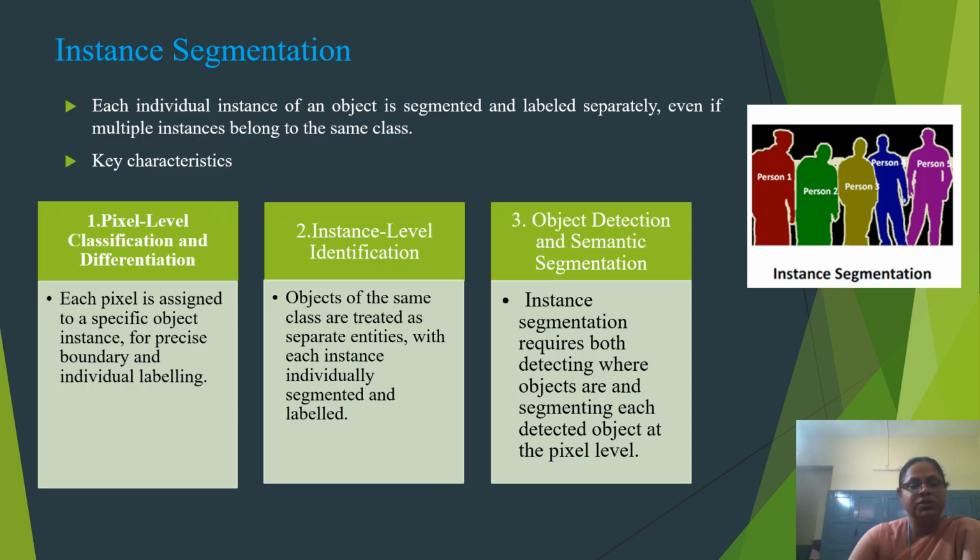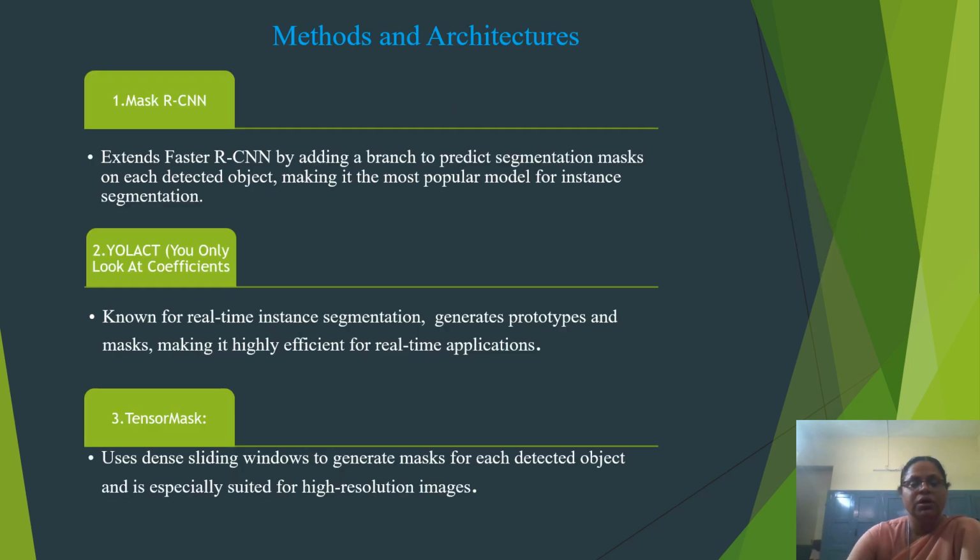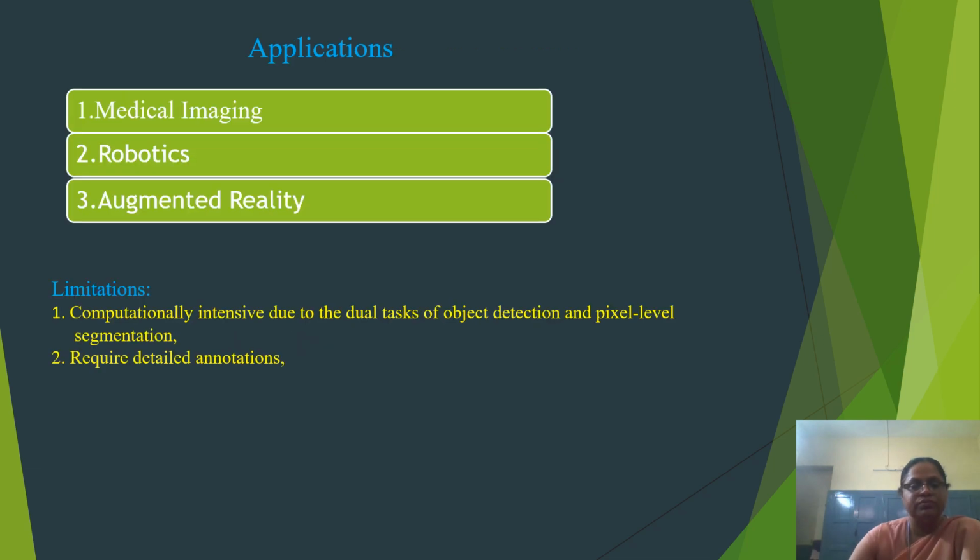Instance segmentation is where each individual instance of an object is segmented and labeled separately, even if multiple instances belong to the same class. The key characteristics are pixel-level classification and differentiation, instance-level identification, object detection, and semantic segmentation. The architectures used are Mask R-CNN, You Only Look At CoefficienTs (YOLACT), and tensor masks. Applications where it can be used: medical imaging, robotics, augmented reality.